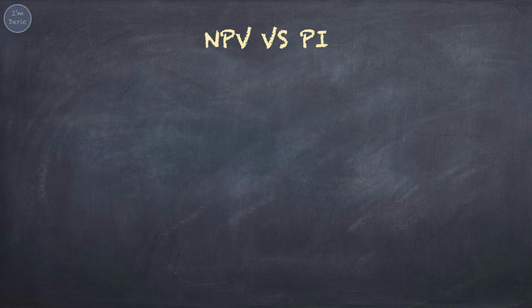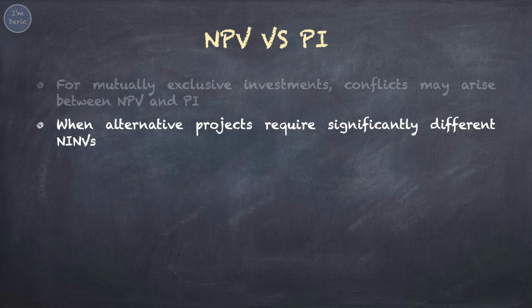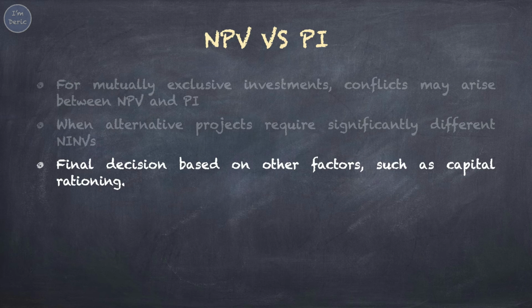NPV and PI are essential tools used by financial analysts and managers to evaluate potential projects. However, conflicts may arise between these two metrics, particularly in scenarios involving mutually exclusive investments. When alternative projects require significantly different initial investments, conflicts can arise between NPV and PI. For example, one project may have a higher NPV, while another project may have a higher PI. The final decision is often based on other factors, such as capital rationing.